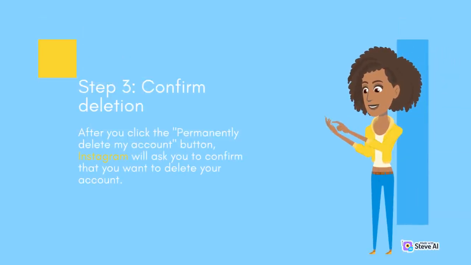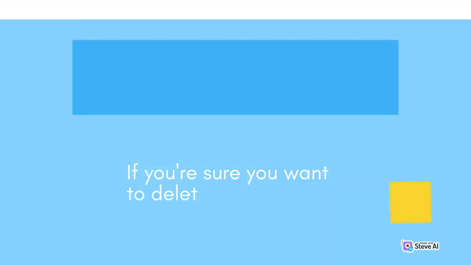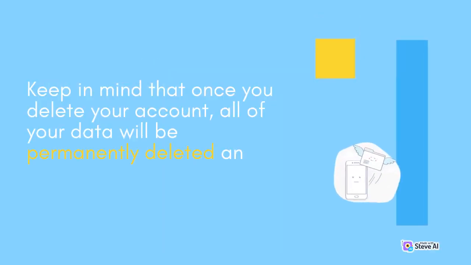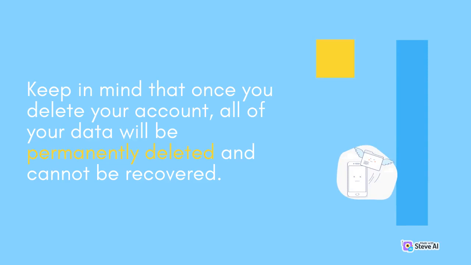Step 3. Confirm deletion. After you click the Permanently Delete My Account button, Instagram will ask you to confirm that you want to delete your account. If you're sure you want to delete your account, click OK. Keep in mind that once you delete your account, all of your data will be permanently deleted and cannot be recovered.